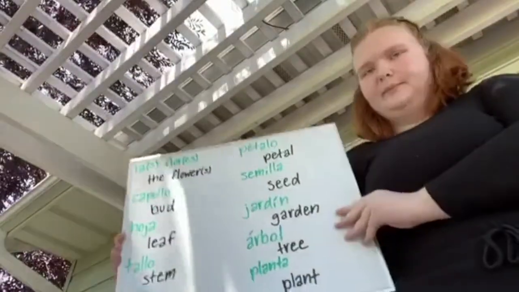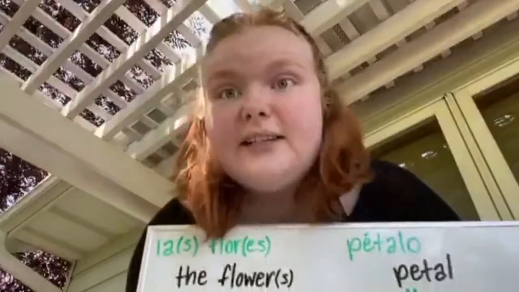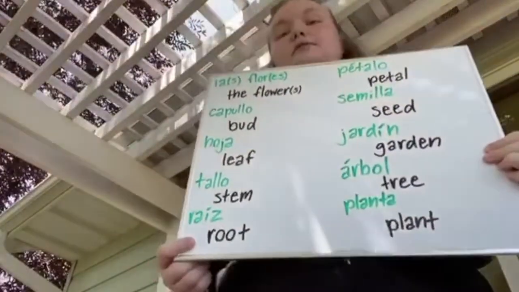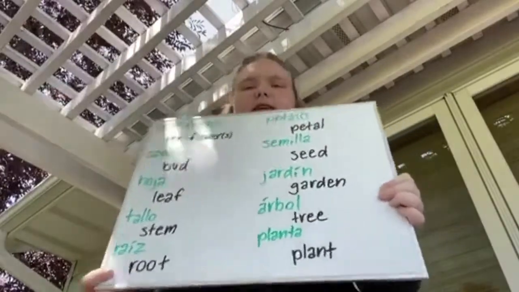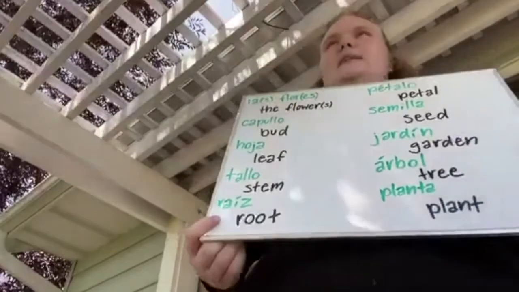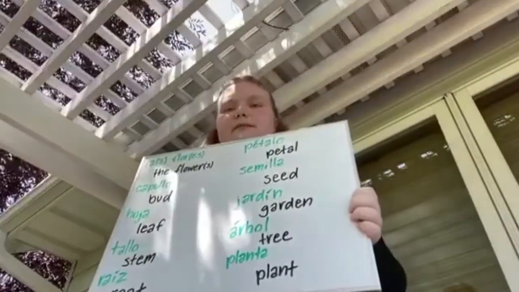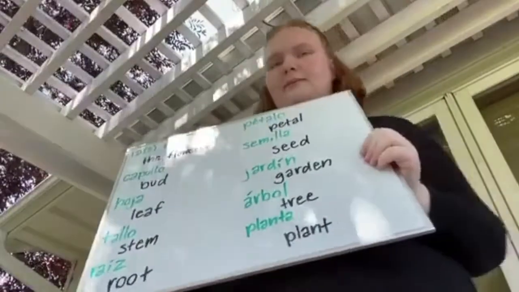And then stem. So if you're talking about the stem of a flower, tallo. And then if you're talking about root, so root of, you know, a plant, a flower, a tree, or anything like that is raíz. Kind of like rice, but you say it different. Raíz. Get it? Cool. Moving on.